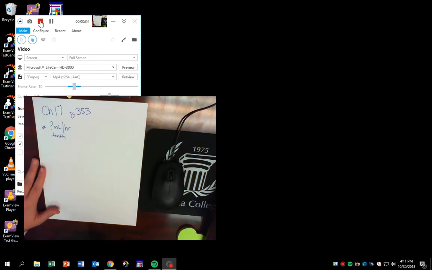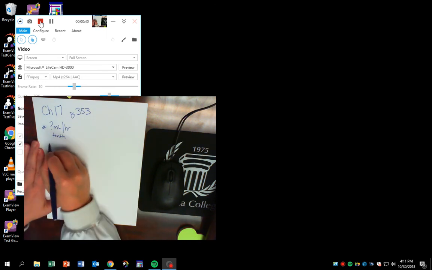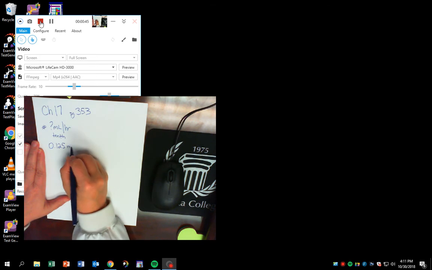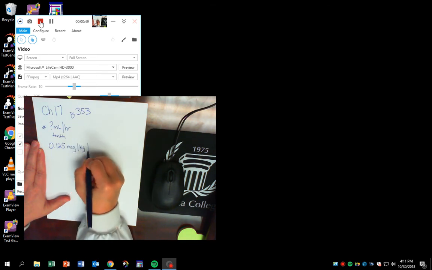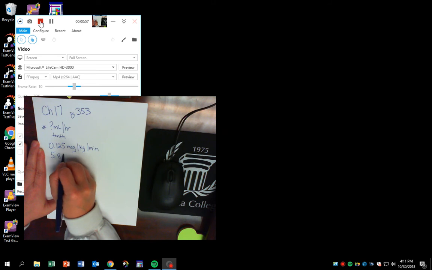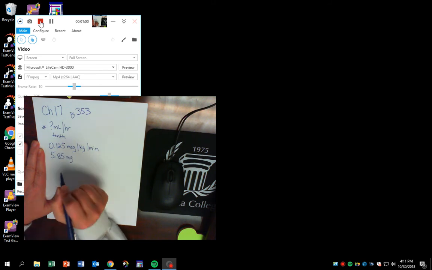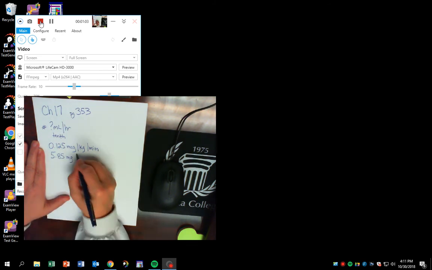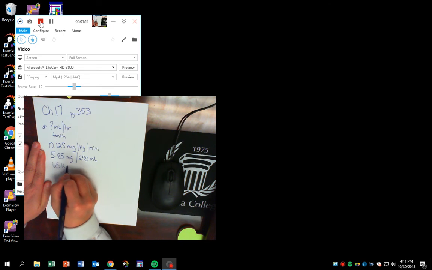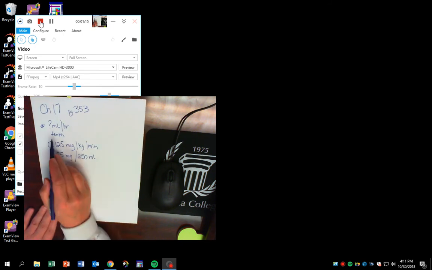So on this one it says a provider orders abciximab 0.125 micrograms per kilogram per minute. The IV bag contains 5.85 milligrams of abciximab in 250 milliliters. And the patient weighs 65 kilograms. So again, we're solving for milliliters per hour.